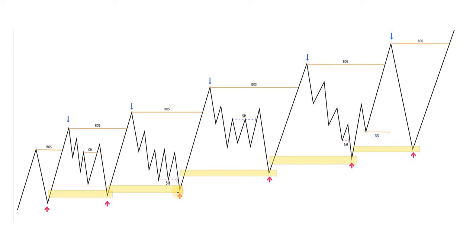When that happens and eventually leads to the break of this weak high in form of break of structure, then once again we can validate this low as a strong low, meaning that we don't expect price to trade below this low. And once again we identify this point of interest.